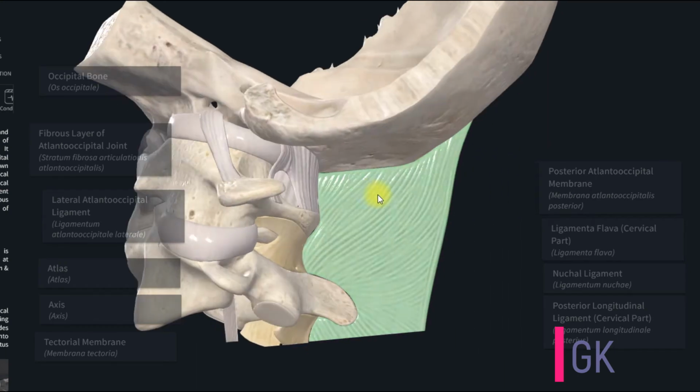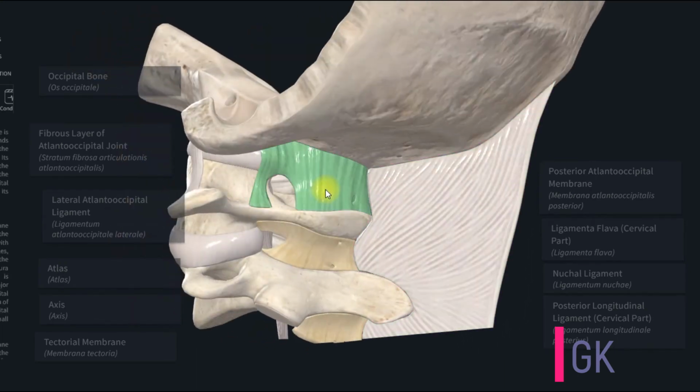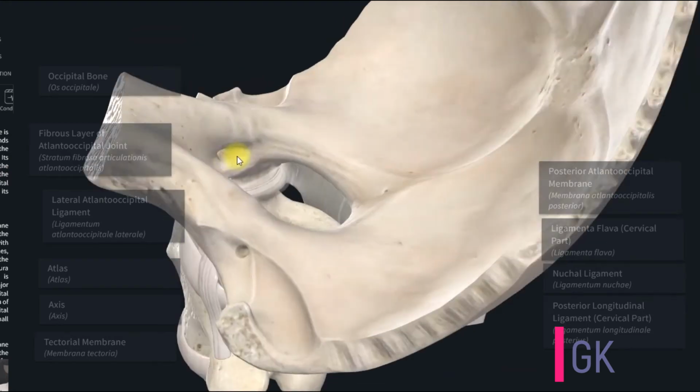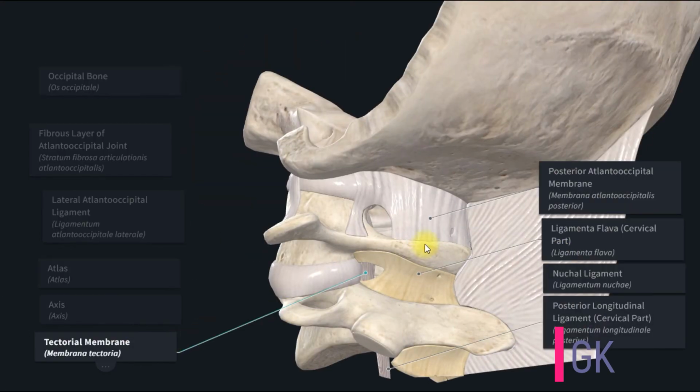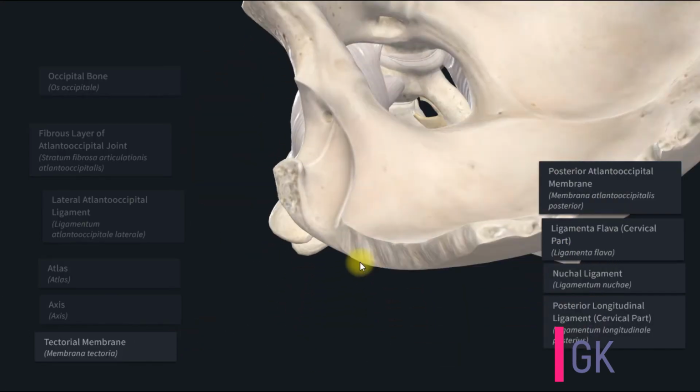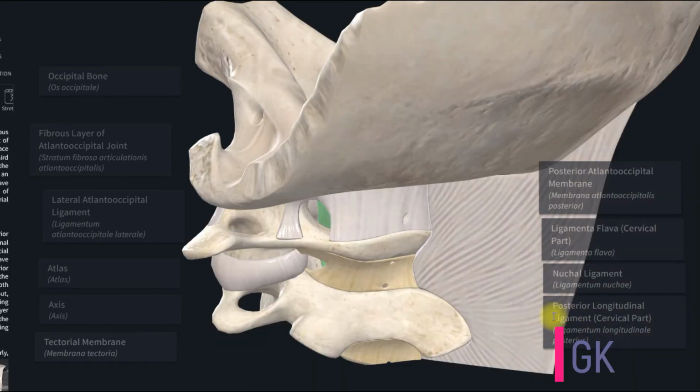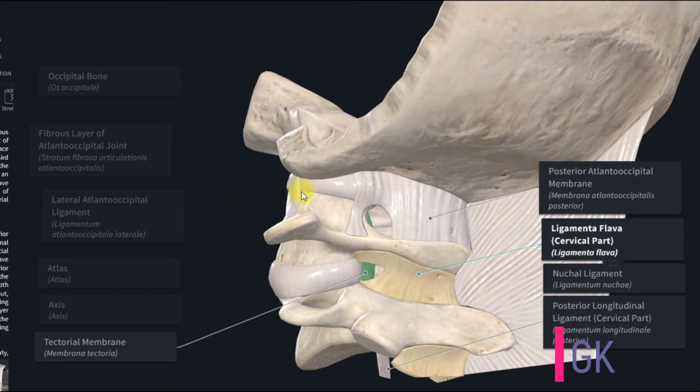Second one is the atlanto-occipital membrane, in two parts, anterior and posterior. Then the lateral atlanto-occipital ligament, and the tectorial membrane inside, and the ligaments which are common for the whole vertebral column: the posterior longitudinal, anterior longitudinal ligaments, and the yellow ligament of the vertebral column.